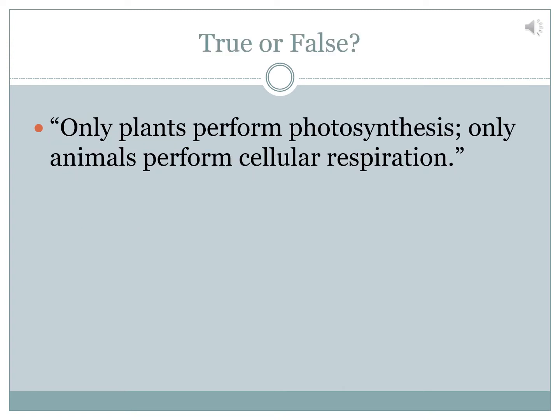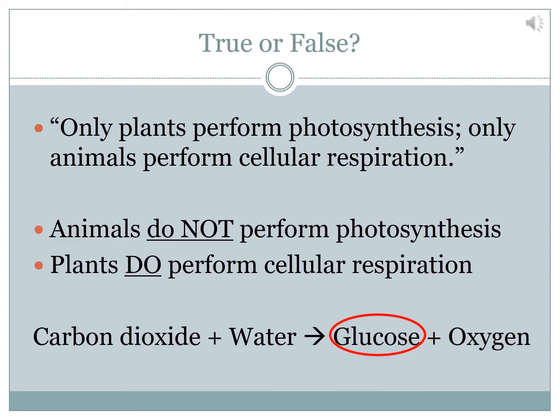Do you think that the following statement is true or false? Only plants perform photosynthesis. Only animals perform cellular respiration. Hopefully you said false. Animals do not perform photosynthesis, that part is true, but plants do perform cellular respiration. After plants create glucose in the process of photosynthesis, they must then extract the chemical energy from the glucose to make ATP, because all organisms need ATP to actually do work. So plants do perform cellular respiration.